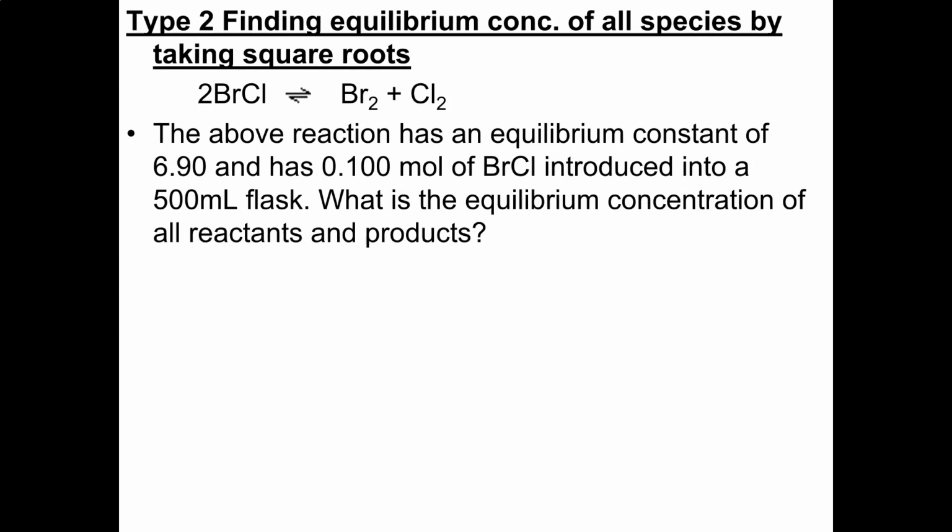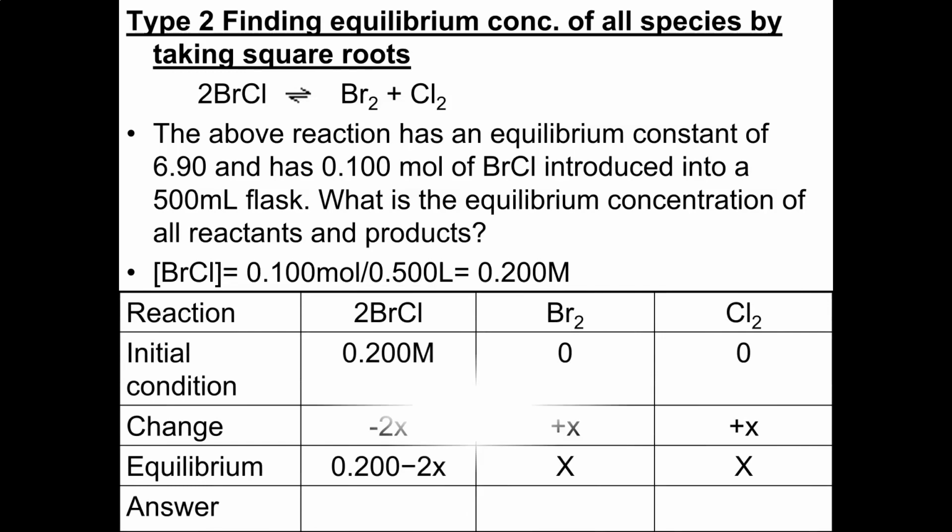So the above reaction has an equilibrium constant of 6.9 and 1.10 BrCl is introduced into a 500 milliliter flask. So we could do our typical setup, waiting for your concentrations, because they didn't specify whether they want Kp or Kc. We're just going to go with Kc because we have the values we need for concentration. Once again, plug and chug. These are zeros because they didn't give us anything.